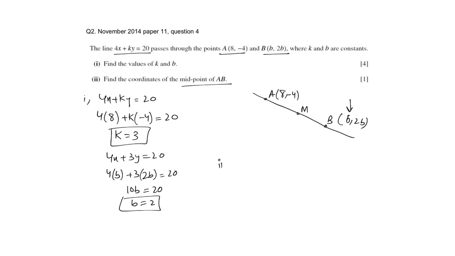In the second part, they are asking you to calculate the midpoint of AB. So the midpoint would be simply calculated by taking the average of the x coordinates and the average of the y coordinates. And from the previous part we know that b is 2.